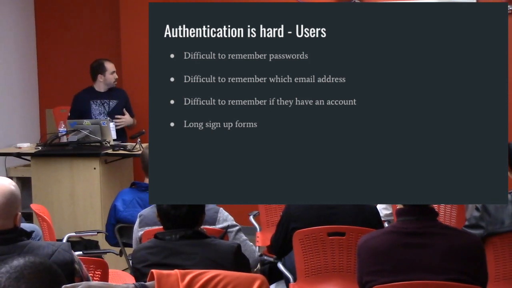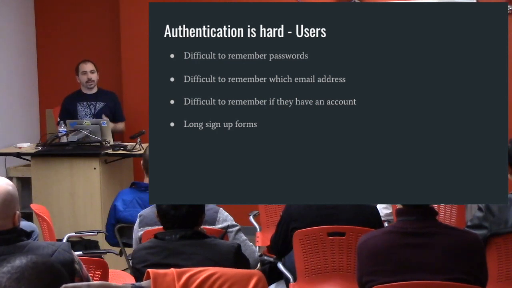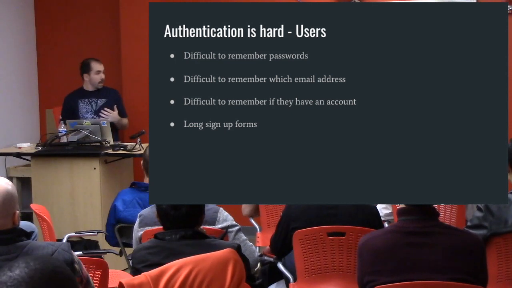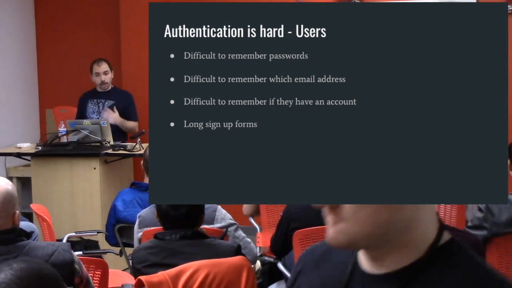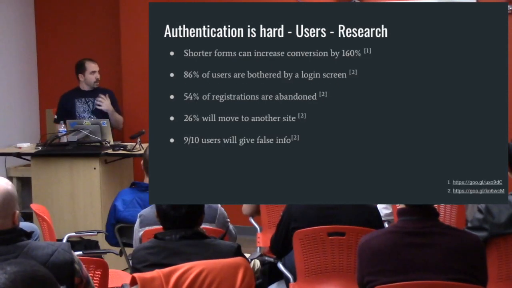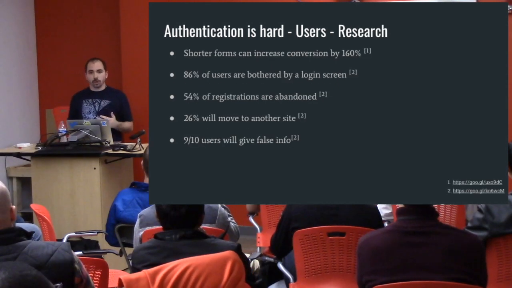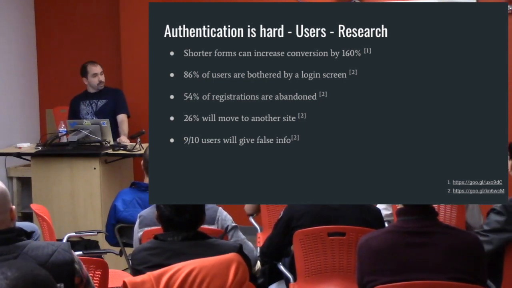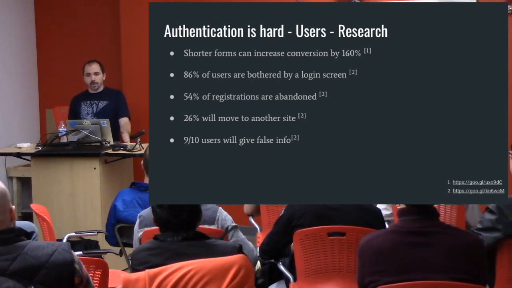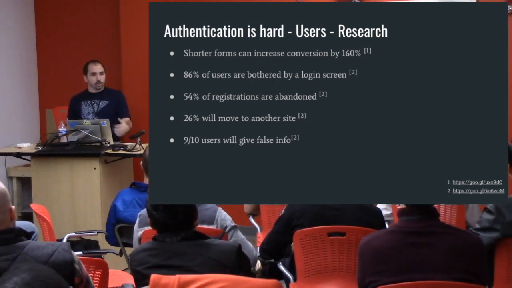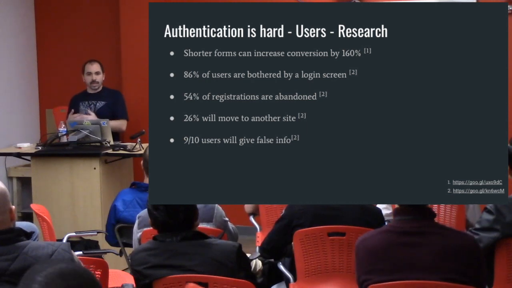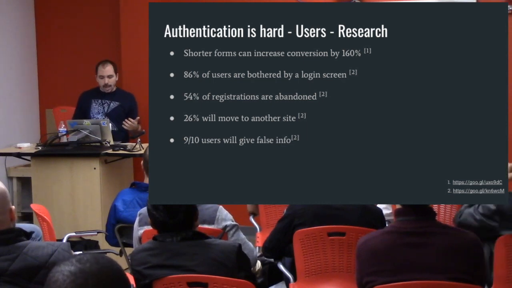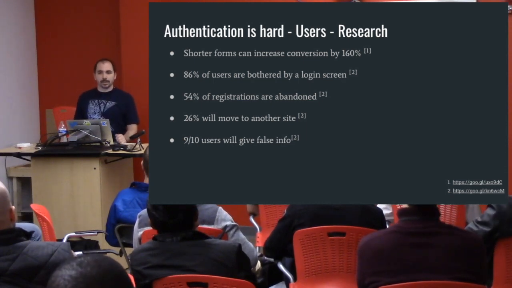And probably one of the biggest deterrents for users is long sign-up forms, right? So what you want to do is try to shorten your login forms, because research shows that shortening your login forms can actually increase conversion by up to 160%. Research also shows that 86% of users are bothered by the mere presence of a login screen. So even just by having a login wall blocking users from using your app will make users not want to use your application. In fact, 54% of registrations are just abandoned.